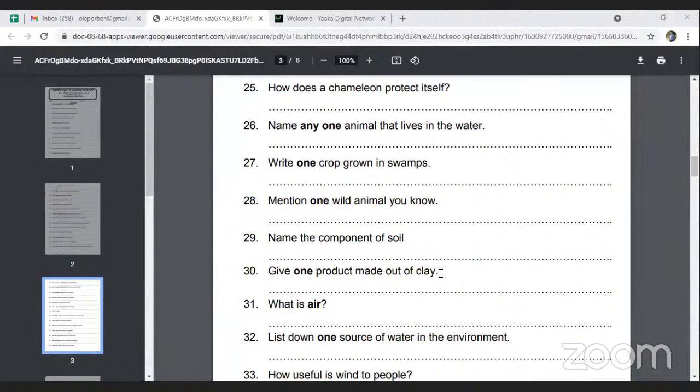So things that we make, we get from clay. Things made out of clay, like Asante has said, we have cups, and Shemaya has put in the chat that we have plates, which is true. You can also talk about pots, bricks, and so on. All those ones are products got from clay. As simple as that. So we shall be continuing from number 31.